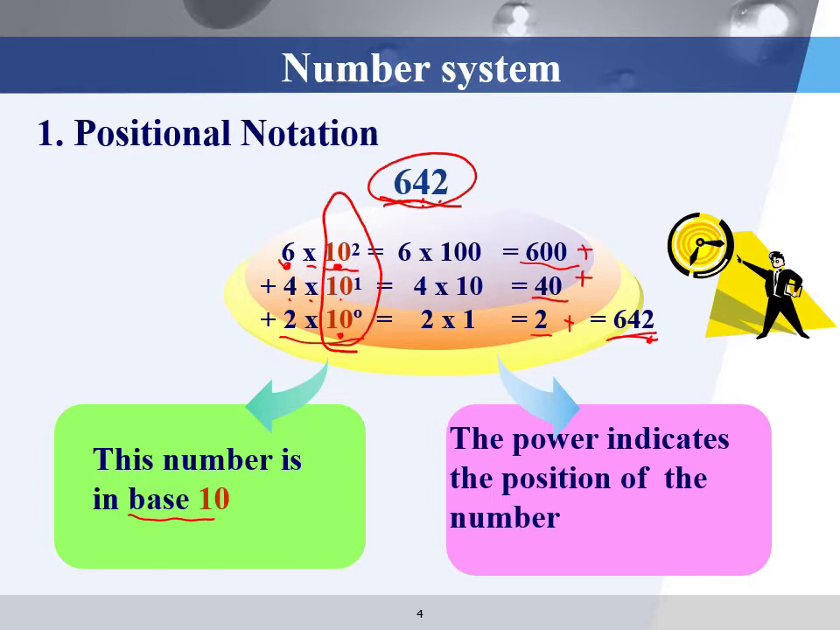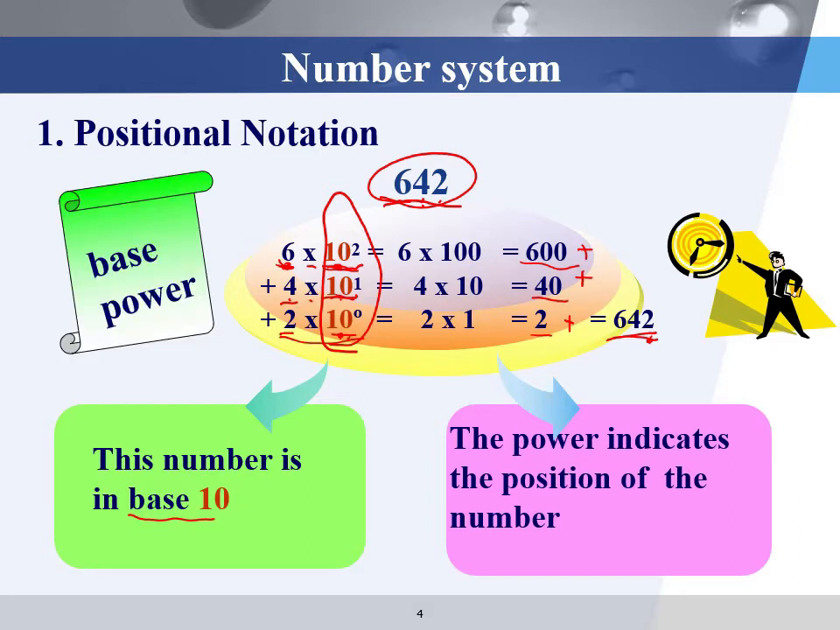As you can see from this example, the power for this 6 is actually the second power of 10. And the power for this digit is 10, and the power for this digit is 1. So the power and base are the important concepts for positional notation. If we know the base and power, we should be able to know the real value of a number, even though the base of the number may not be 10, let's say 11 or 12. We can still get the real value of the number.